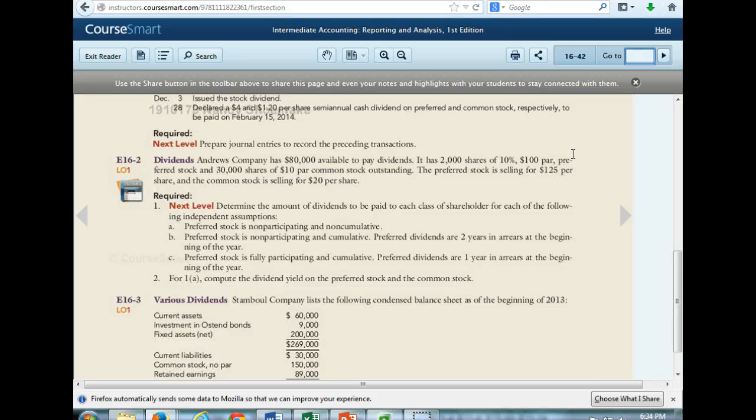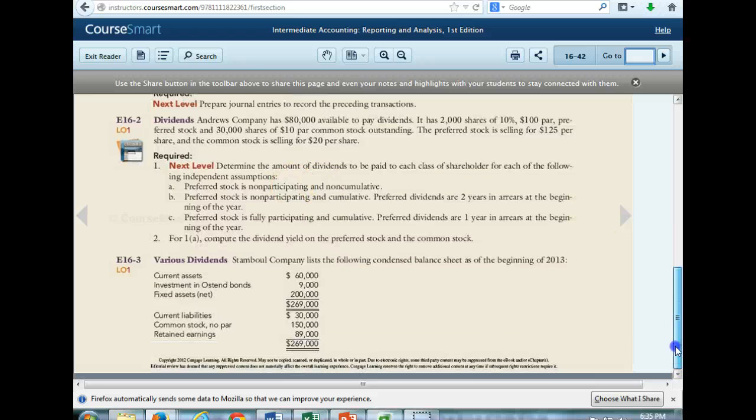$100 par preferred stock and 30,000 shares of $10 par common stock outstanding. Determine the amount of dividends to be paid to each class of shareholders for each of the following independent assumptions. Preferred stock is non-participating and non-cumulative.